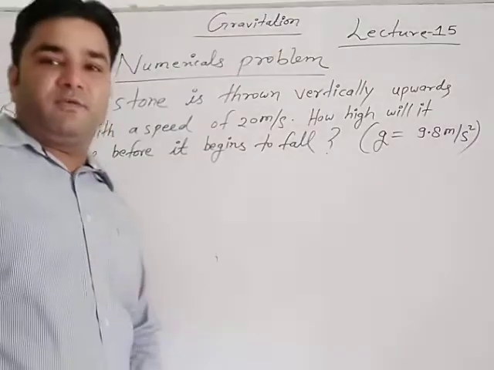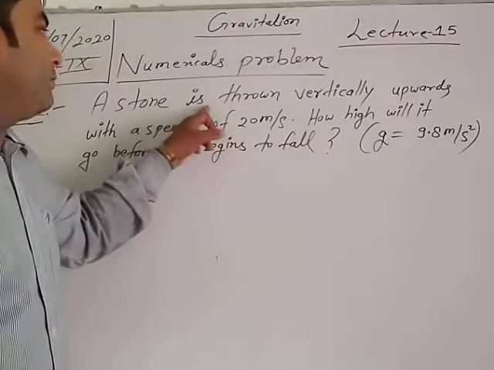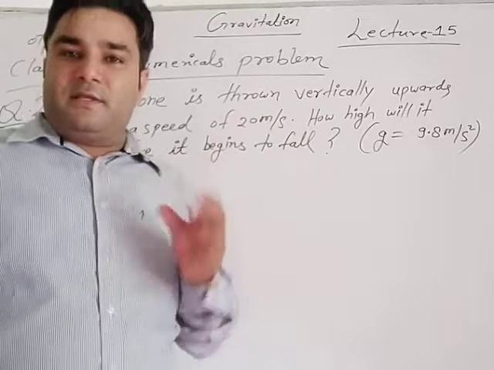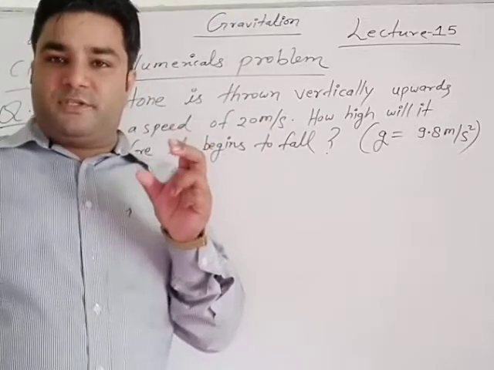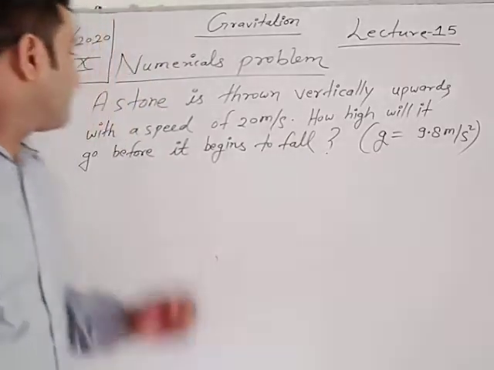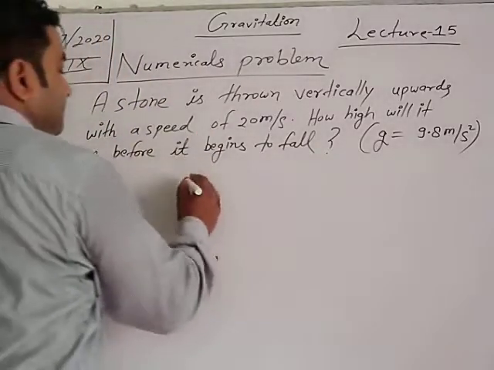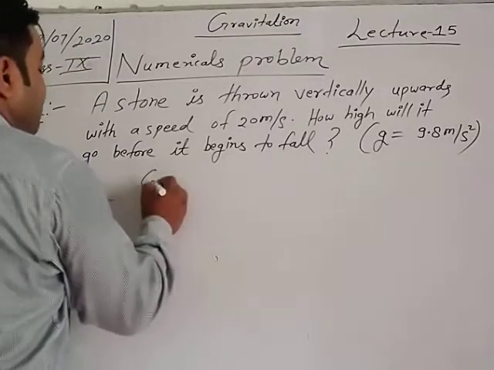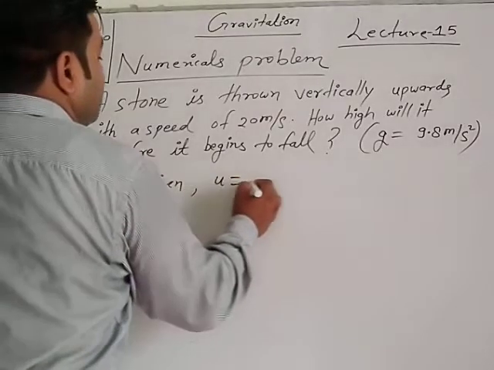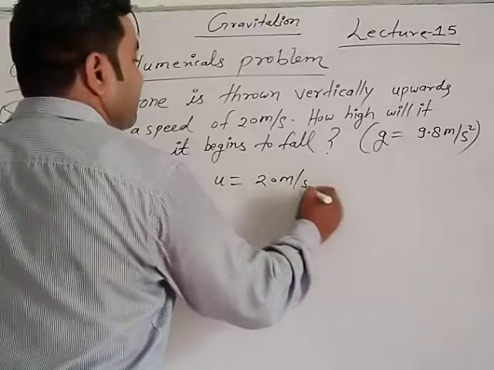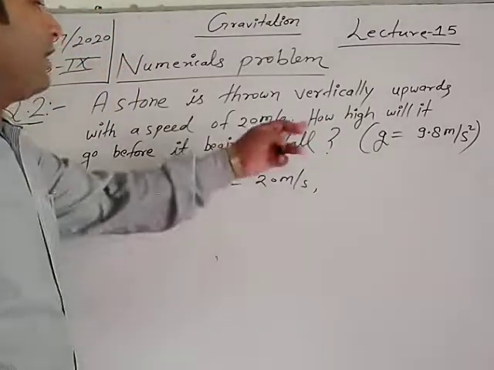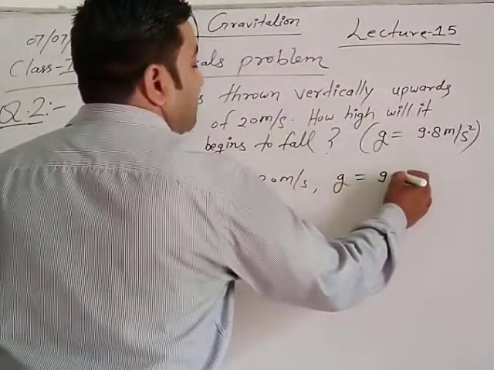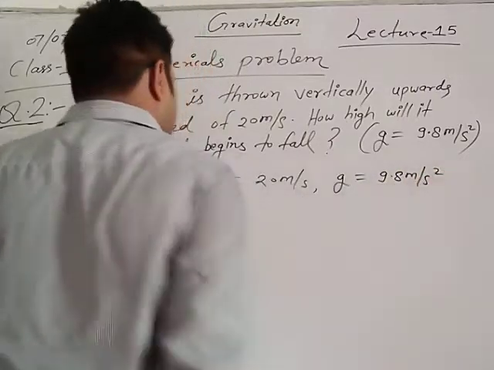Just see the concept of the second numerical. Very easy. A stone is thrown vertically upwards. Vertically upwards means the acceleration due to gravity is used with a negative sign. With a speed, what is given? Just see, u is equal to 20 meter per second, and we have to calculate how high, it means height. Also one thing is given, small g is equal to 9.8 meter per second square.